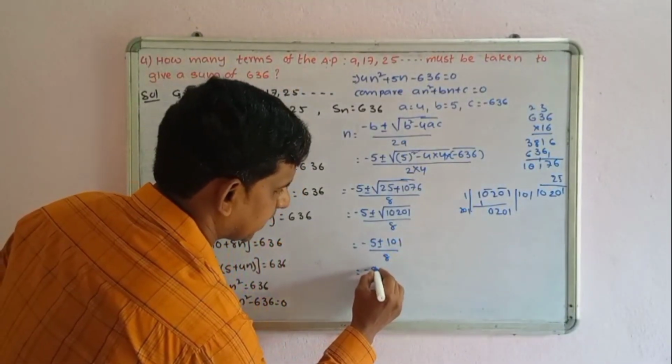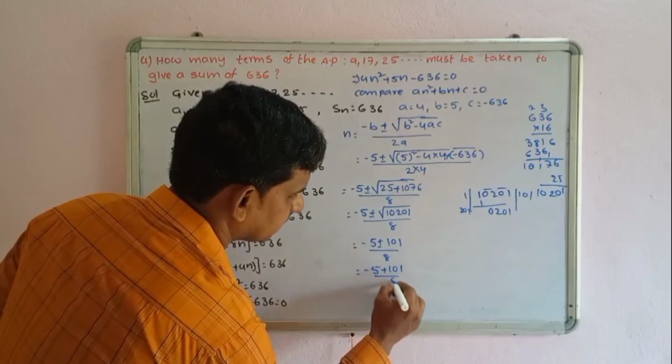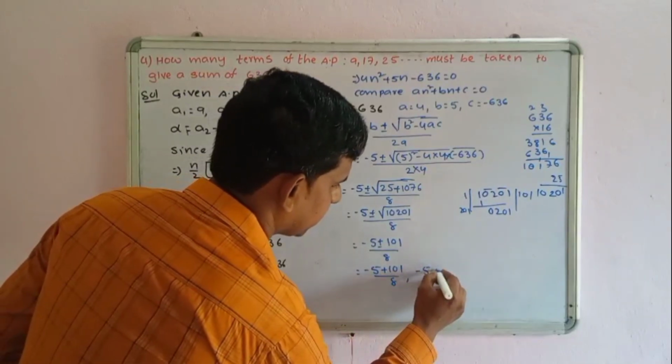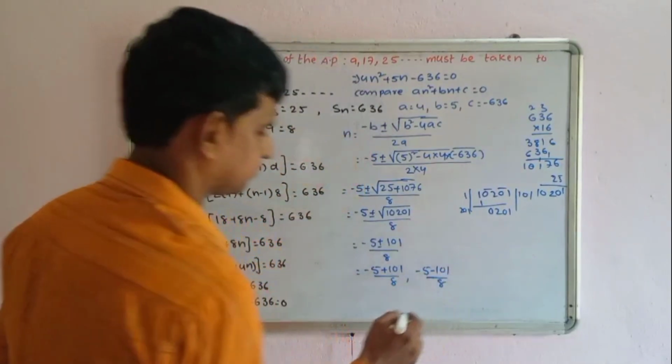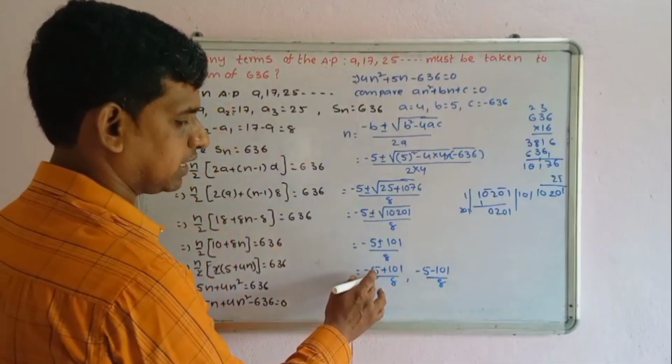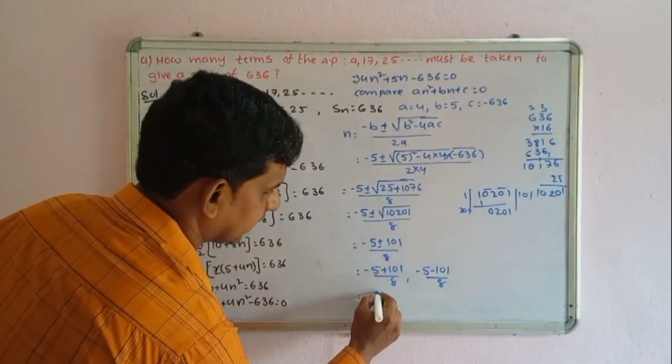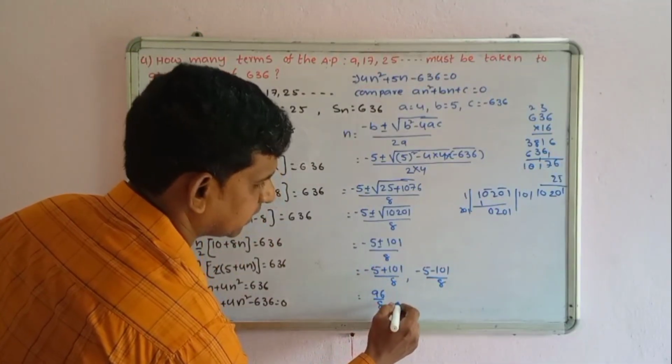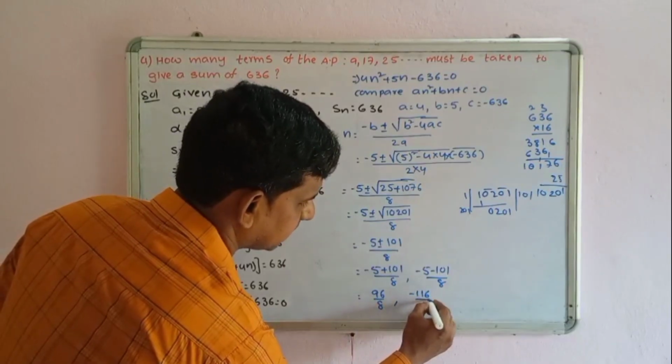That means minus 5 plus 101 by 8. Next, minus 5 minus 101 by 8. Okay, 101 minus 5 is how much? 96. So 96 by 8. The second one is minus 106 by 8.